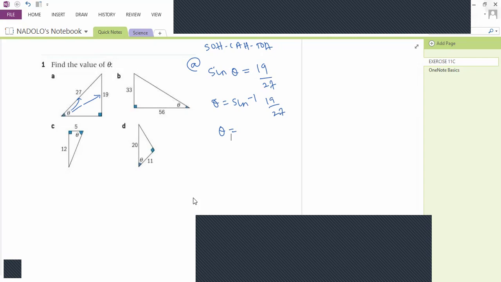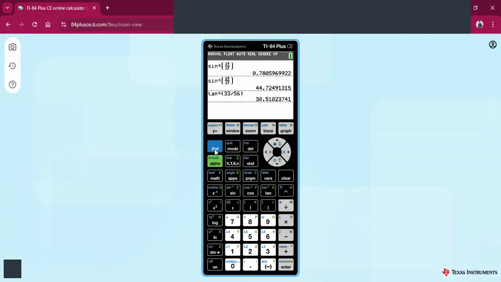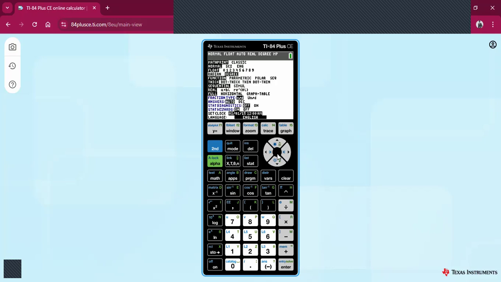Let me share the GDC. Clear. So we are going to do sine inverse. Sine inverse is second sine. Then write the fraction 19 divided by 27. Make sure if you want your calculator in degree mode, you come to mode and then move down until where it's written radian and degree, and put it in degree mode.